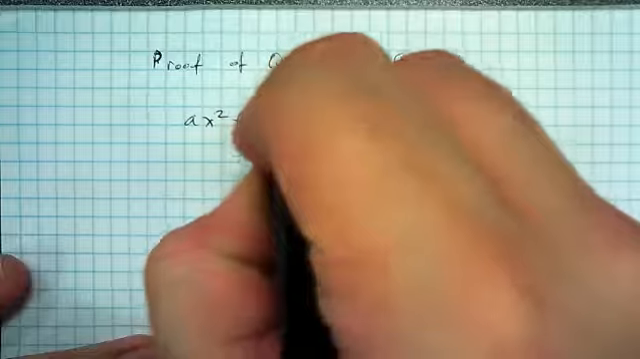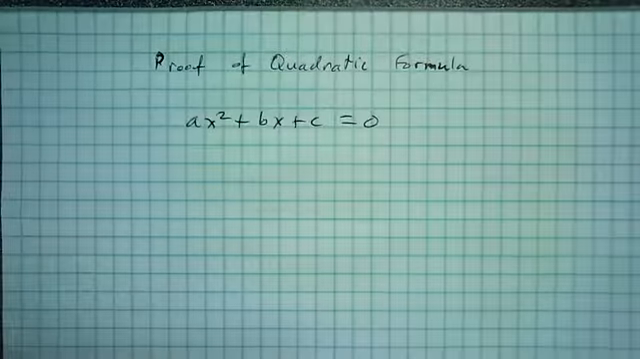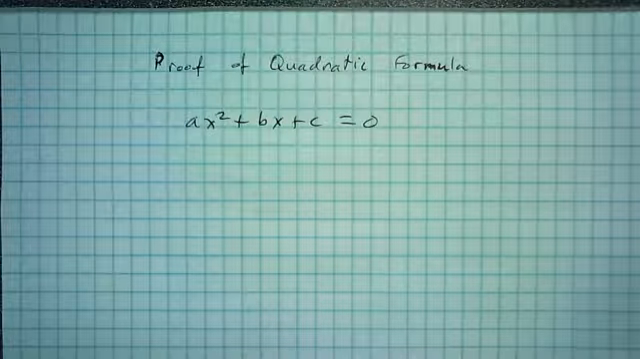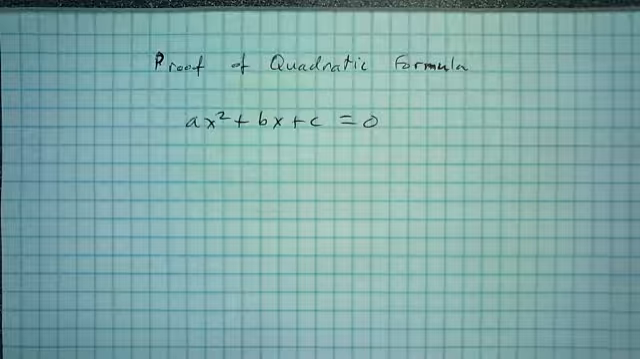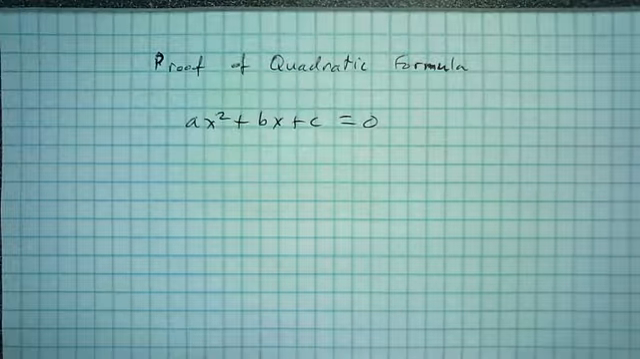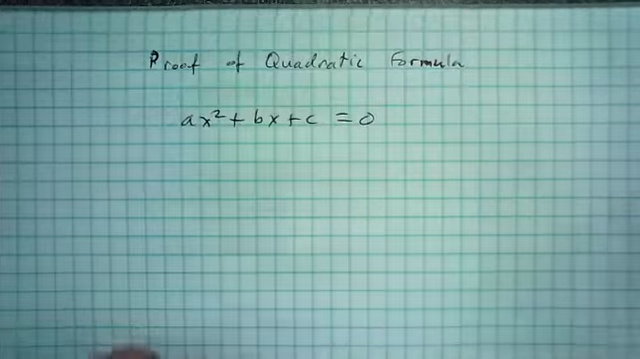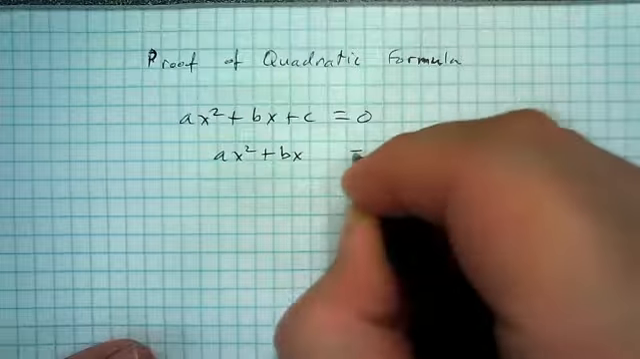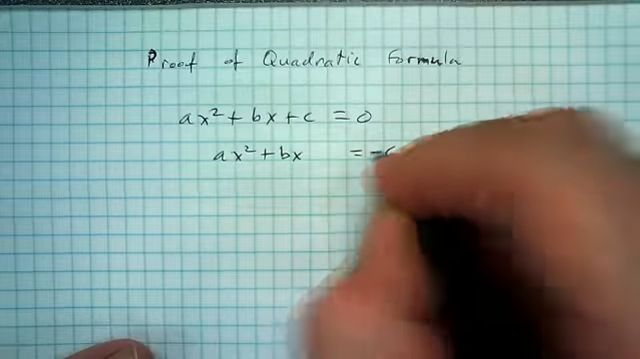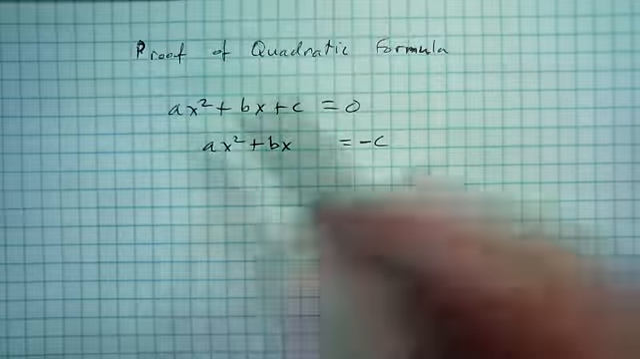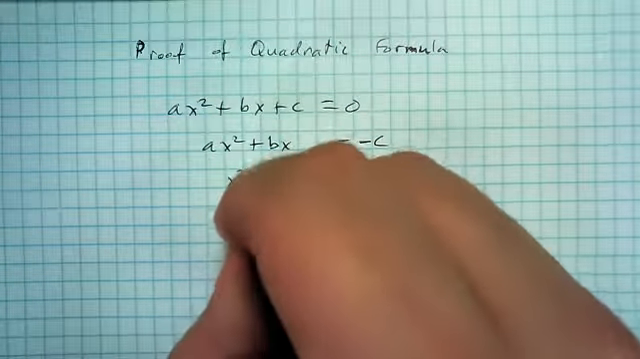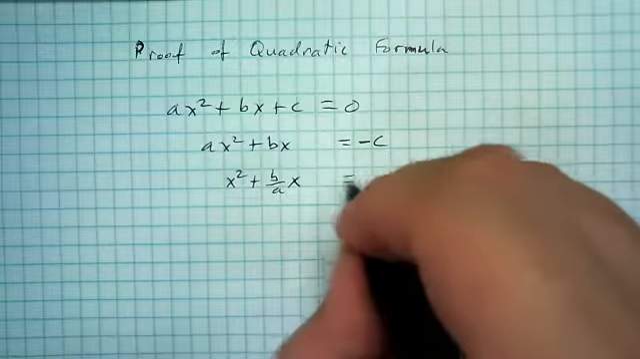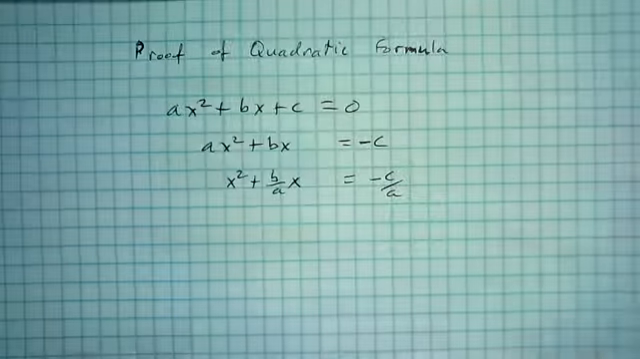Ax squared plus bx plus c equals 0 is our basic formula for a quadratic equation. And I'm going to now complete the square without sticking in numbers for a, b, and c in order to demonstrate how the quadratic formula is made. So the first thing I'm going to do is subtract c to the other side because I find it annoying over here, negative c. Then I'm going to divide by a because, well, a is also annoying. So bx becomes b over a times x, and negative c becomes negative c over a.